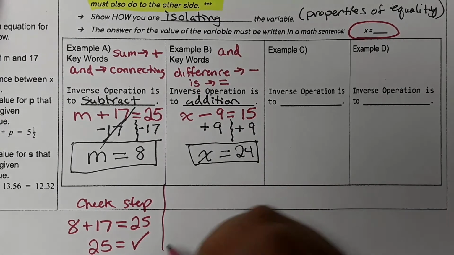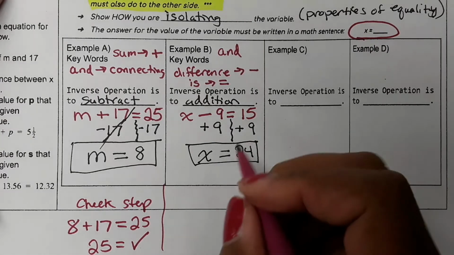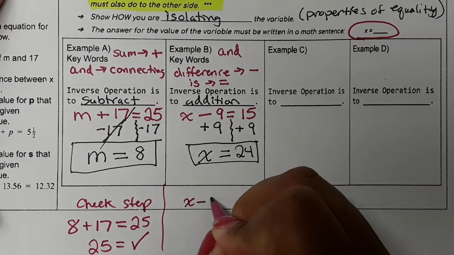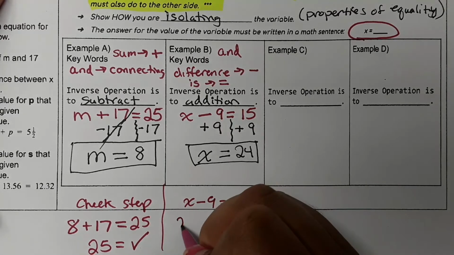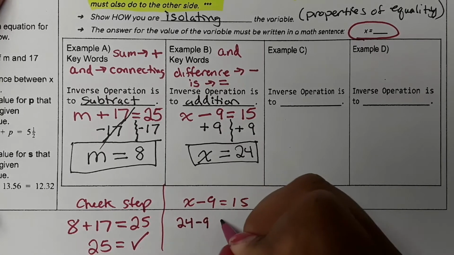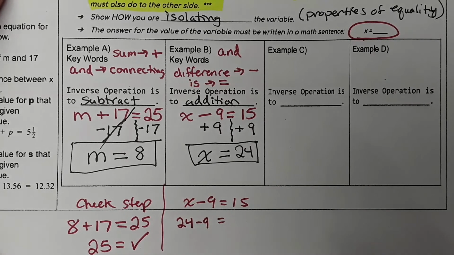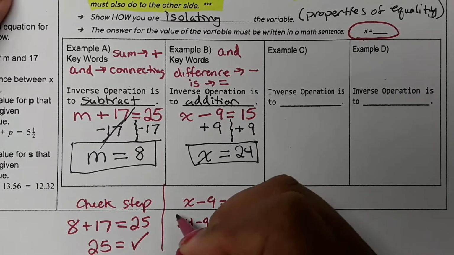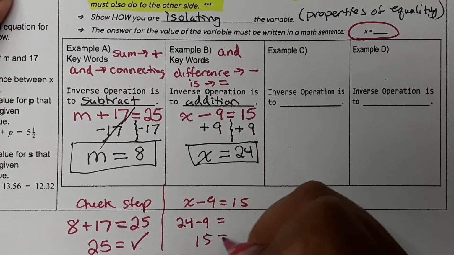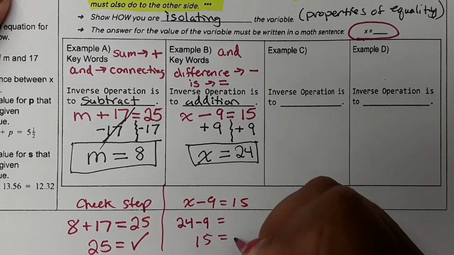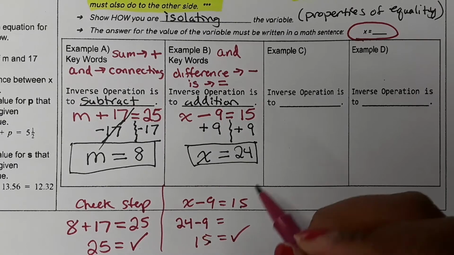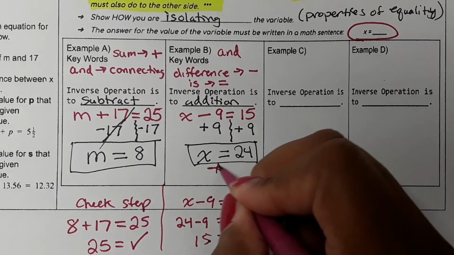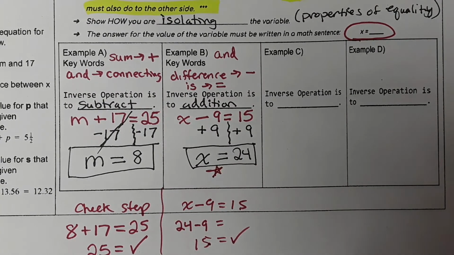Same thing with the next one. I can do my check step. So we had x minus 9 equals 15. If I take out x and put my solution in, 24, take away 9, is that going to get me back to what I wanted? Well, 24 minus 9, indeed you get 15. You'd actually do the work, and you'd be like, okay, it does check out. These numbers match, which confirms that my original solution is correct.